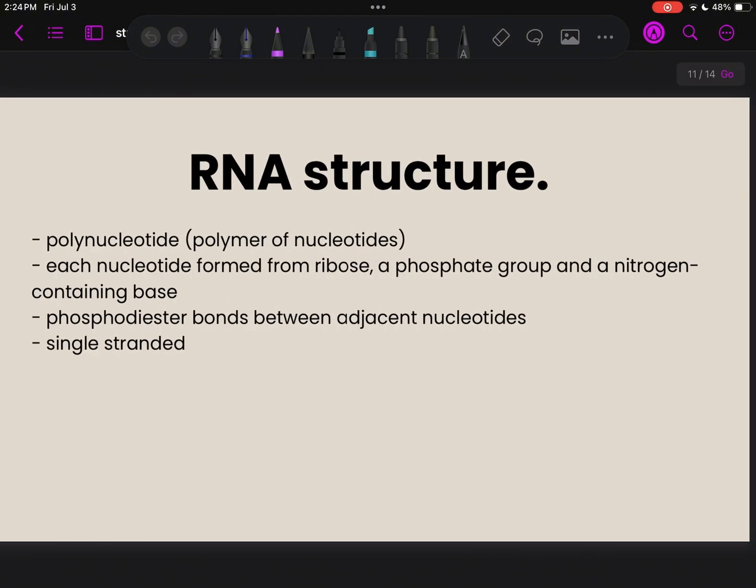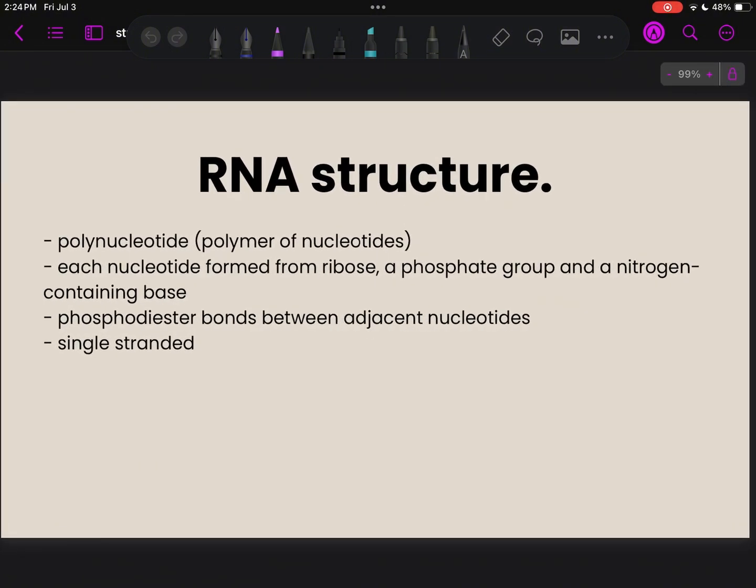Moving right on, let's look at the structure of RNA now. RNA is a polynucleotide. Each nucleotide is formed from a ribose, a phosphate group, and a nitrogen-containing base. Phosphodiester bonds occur between adjacent nucleotides, and RNA is single-stranded.